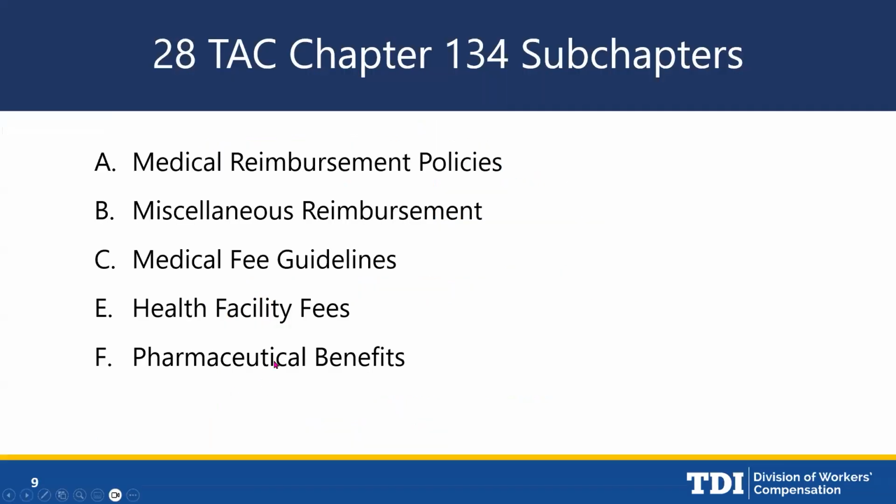If you went to our Chapter 134, you will know that it's divided up into these chapters. A is medical reimbursement policies, and miscellaneous reimbursement is B. C is for our medical fee guidelines. And then if you are a facility out there attending or listening to this today, the health facility fee guidelines are all in subchapter E as an echo. And then our pharmaceutical benefits, which we're not going to cover today, is all found in chapter F. So if you want to know what pharmaceutical benefits are paid and how they're paid, go to subchapter F in chapter 134.